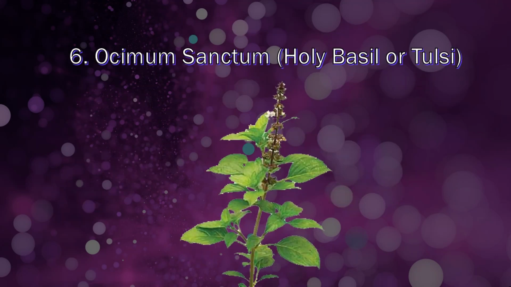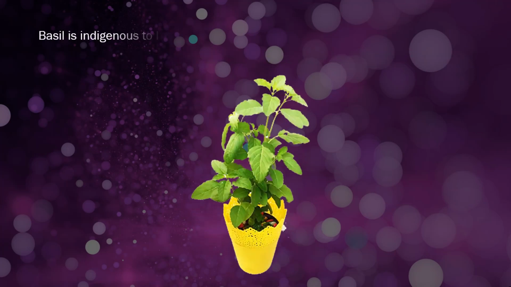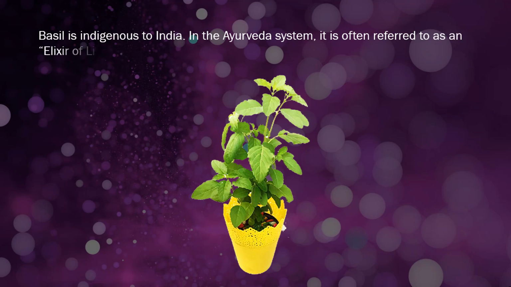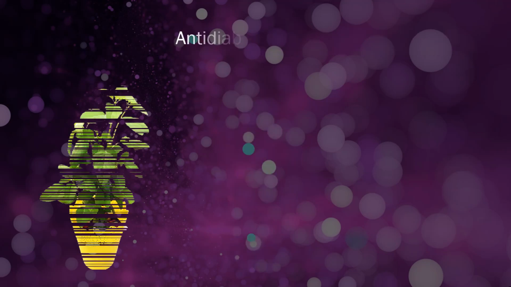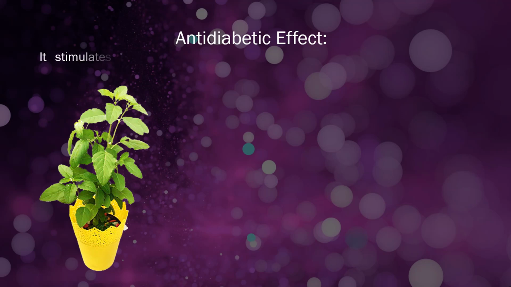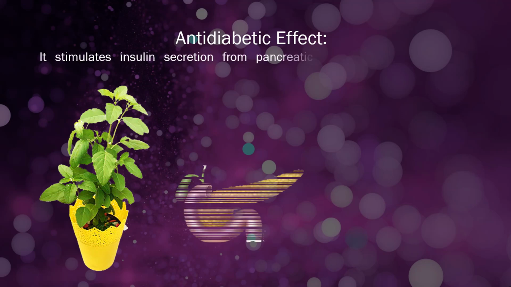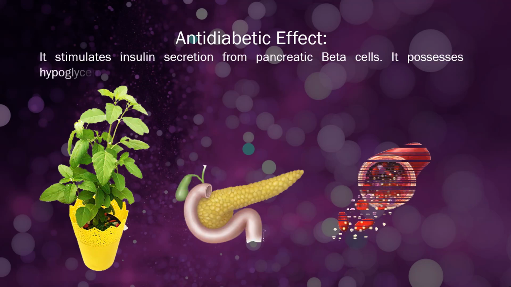6. Ocimum sanctum. Holy basil or tulsi. Basil is indigenous to India. In the Ayurveda system, it is often referred to as the elixir of life for its healing power. It can treat many different common health conditions. Anti-diabetic effects. It stimulates insulin secretion from pancreatic beta cells. It possesses hypoglycemic and hypolipidemic effects.